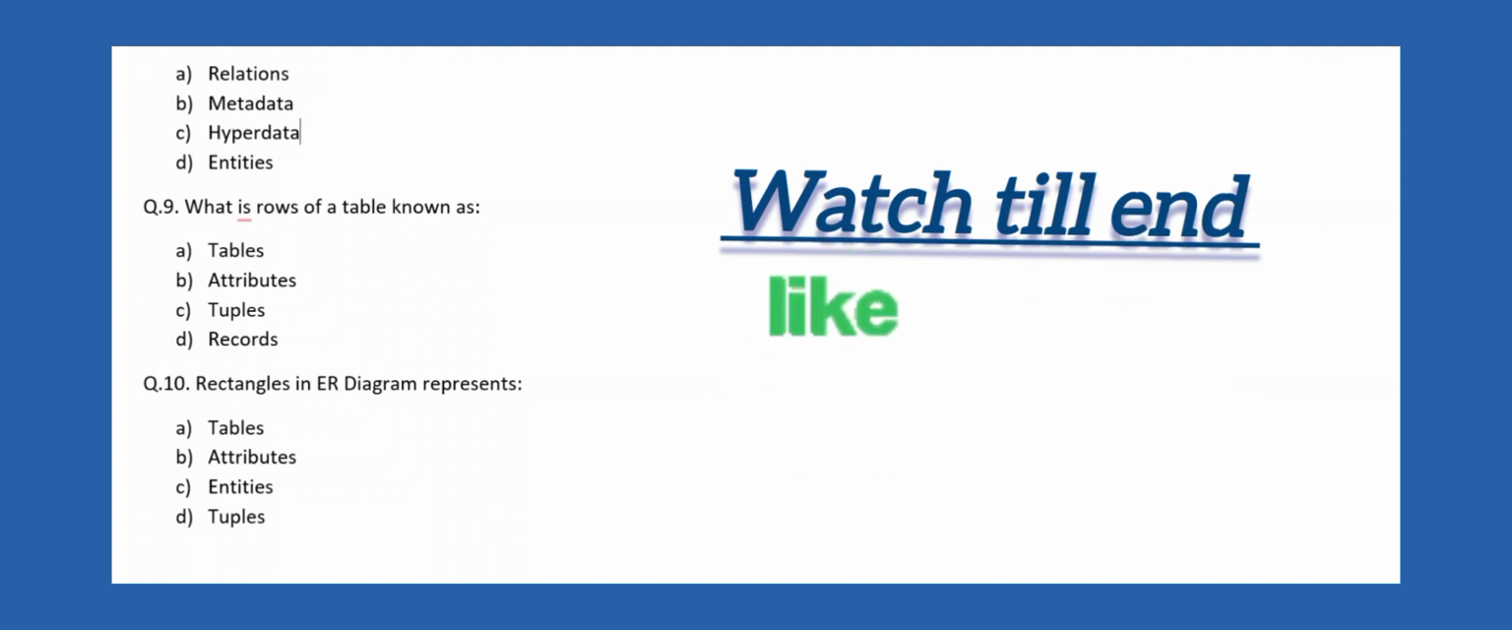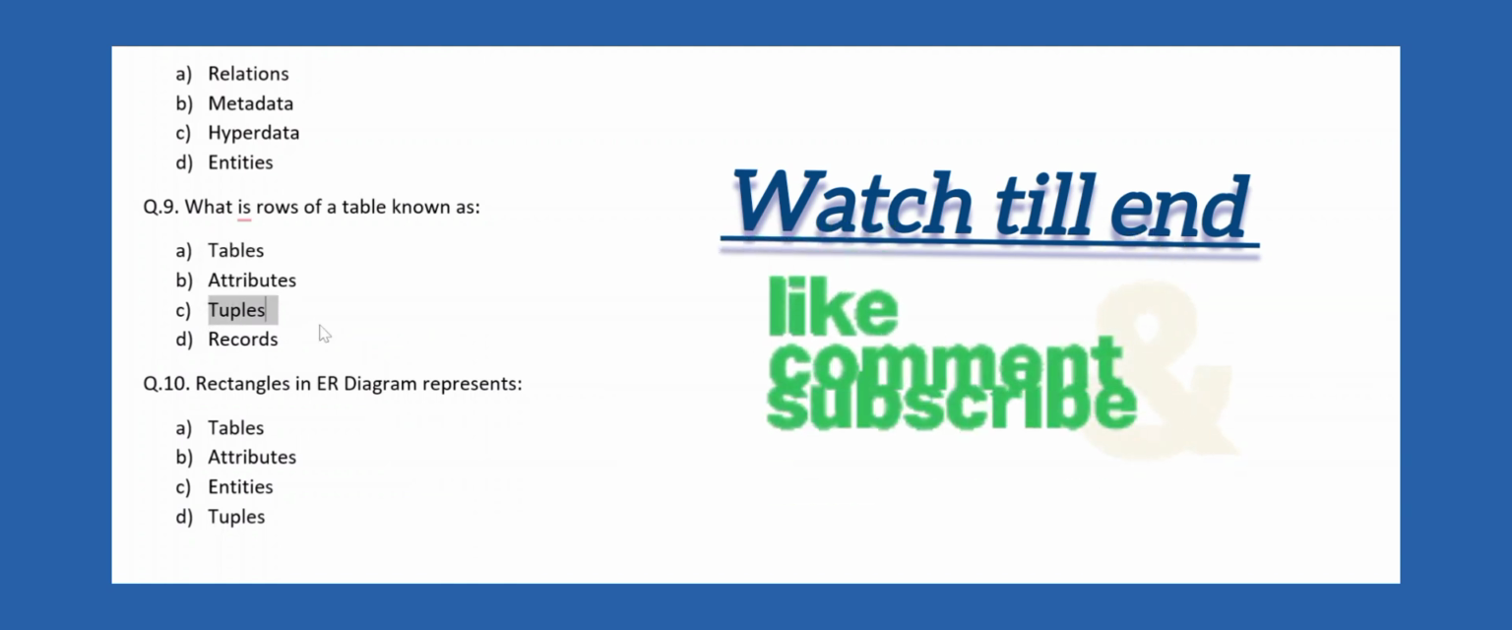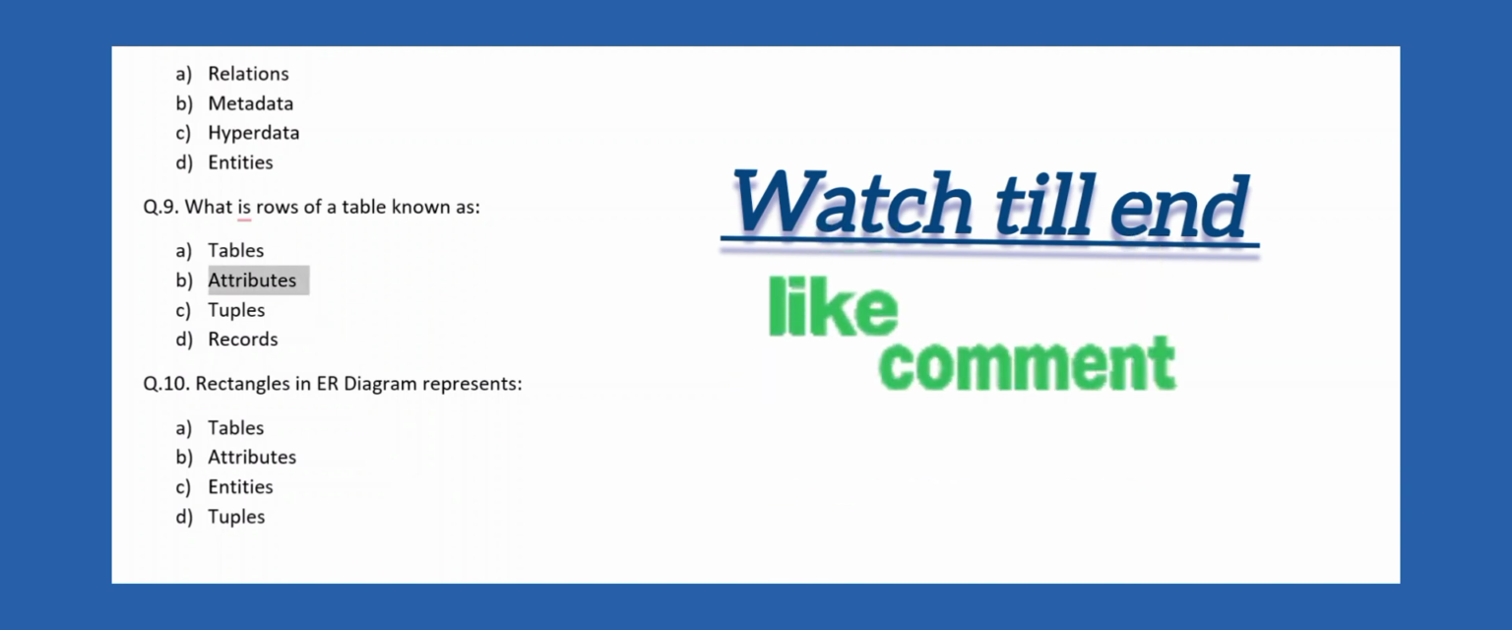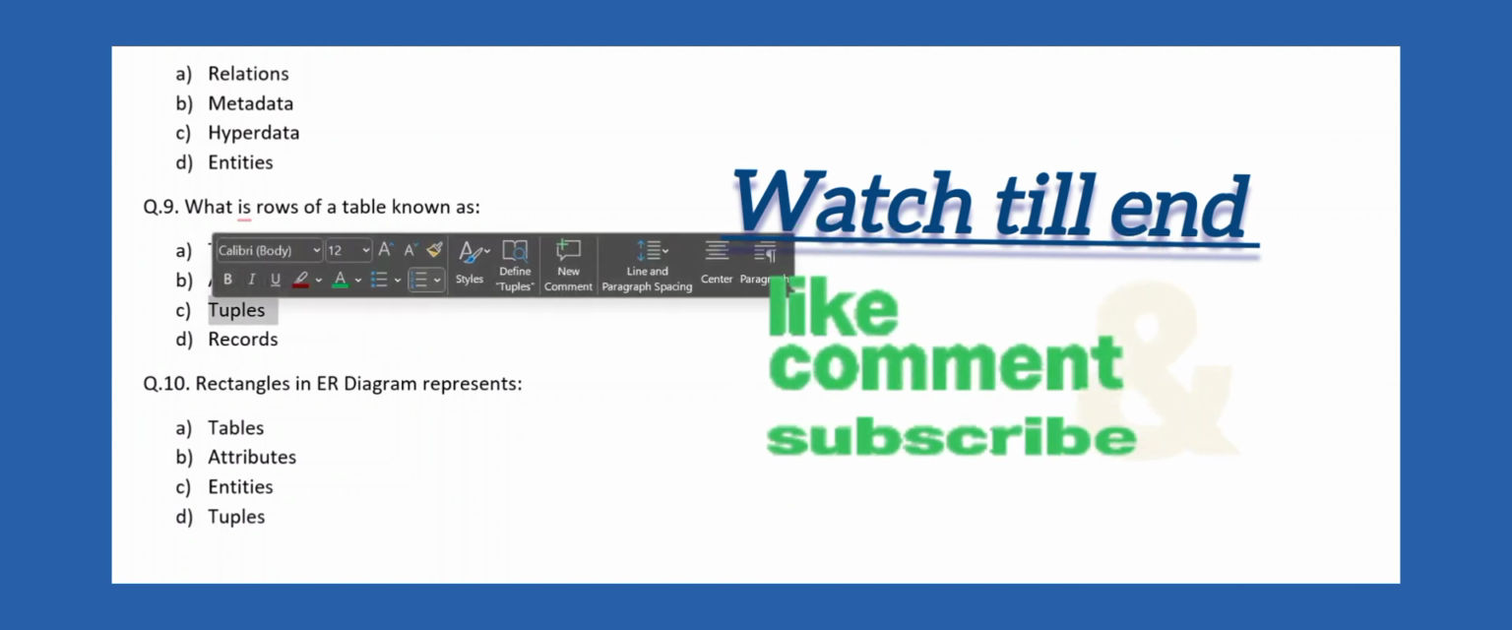So rows are termed as tuples. So option C will be the correct answer for this question. Fine. Rows are termed as tuples, and we call attributes means columns in terms of database. Fine. So this option C is the correct answer for this question.